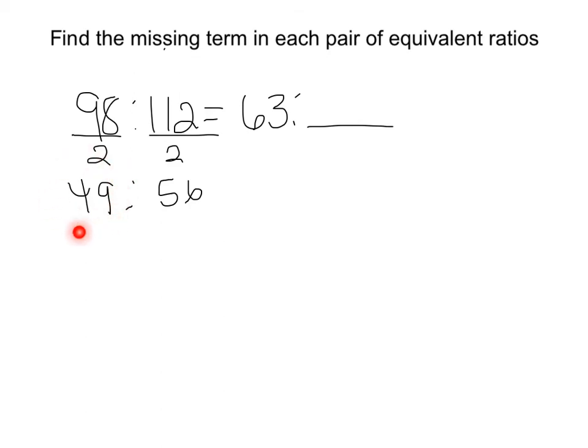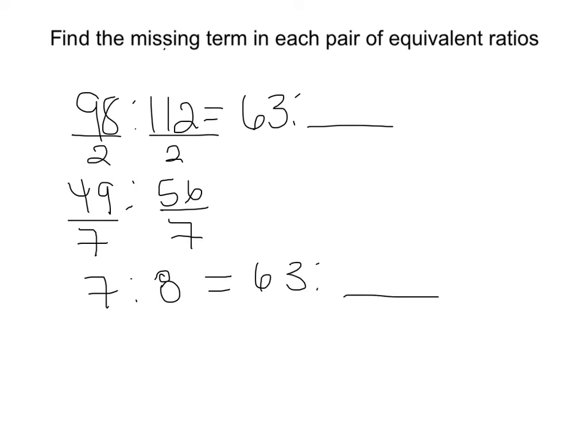There's not a whole number multiple of 49 that's going to get me to 63. But looking at my numbers, I see that both 49 and 56 are divisible by 7. So I have another divisor that I can use, and I get 7 to 8. Now I'm still looking for a number that will get me to 63 to something. But now, looking at my simplified ratio, 7 to 8, there is a whole number multiple that will get me from 7 to 63.